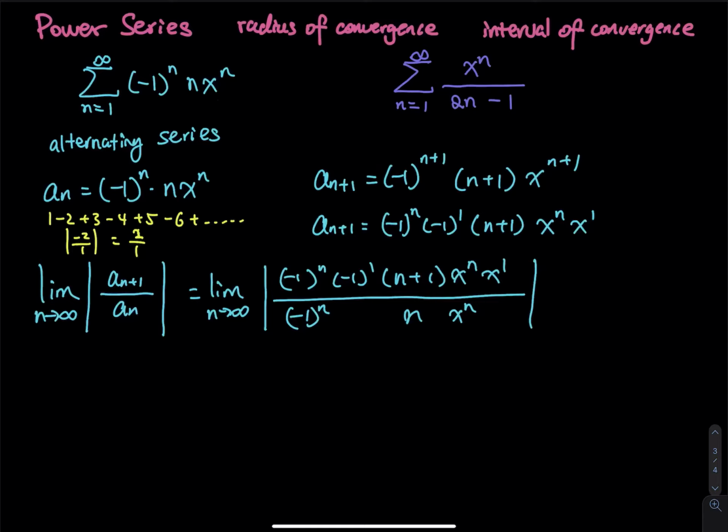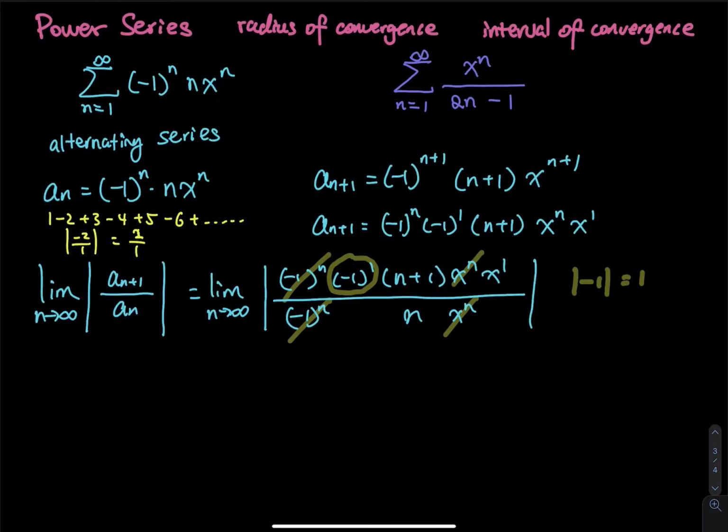Simple, right? So the -1 raised to the n, -1 raised to the n, and then x raised to the n, x raised to the n. So that's it, right? And one other thing I can get rid of is this -1 raised to the 1 power, because -1 raised to the first power is equal to -1, and then the absolute value of -1 is equal to 1.